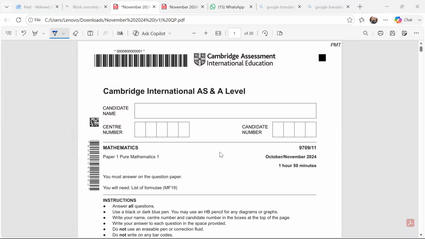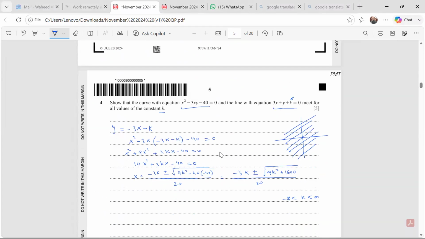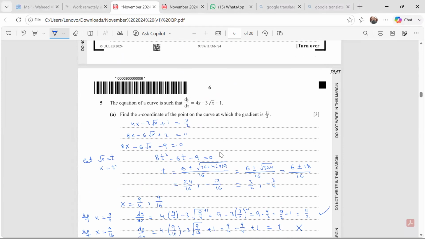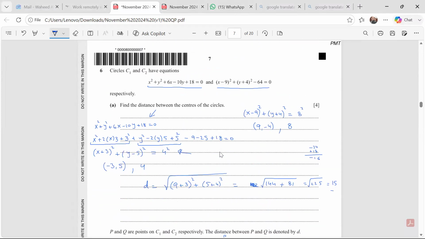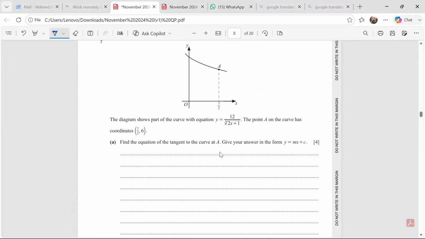We have been solving these past papers. This is Mathematics Paper 1, Pure Math 1, October/November 2024. We have already done, I believe, 6 questions, so we have to do question number 7 right now. You can check my other videos to find the solutions of the other questions. So this is question number 7.